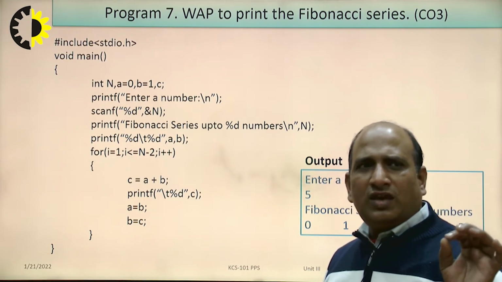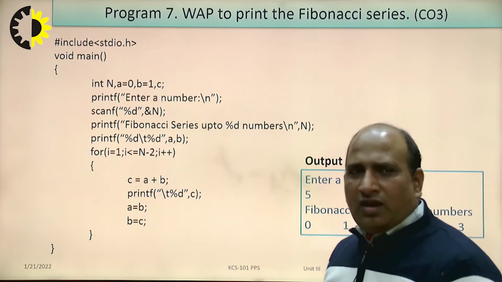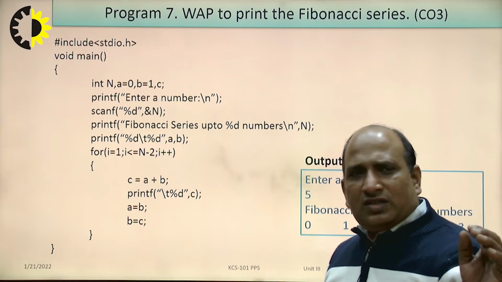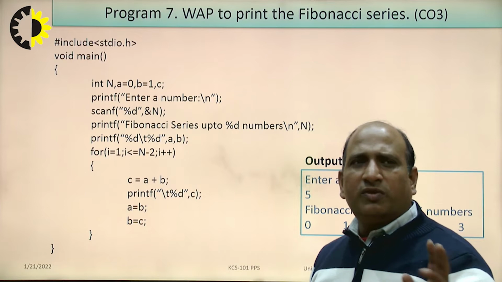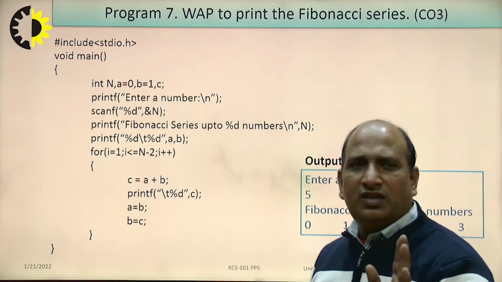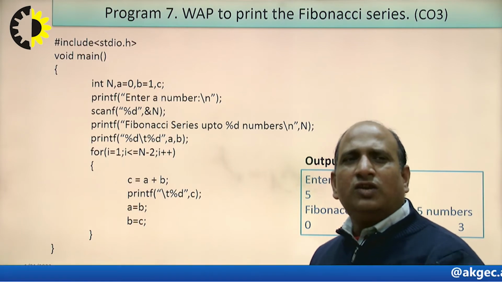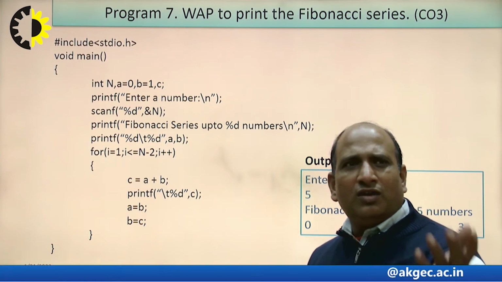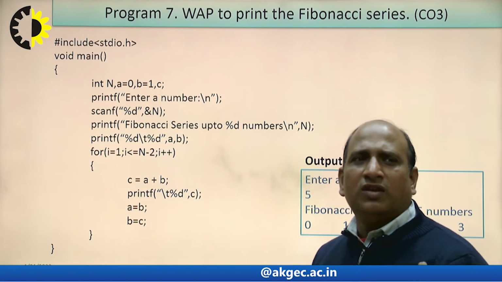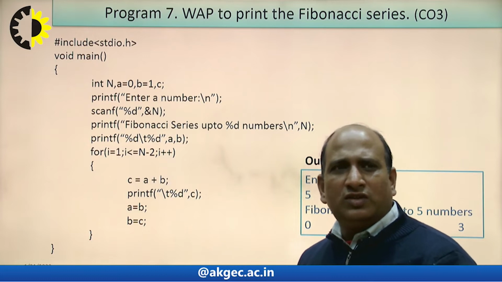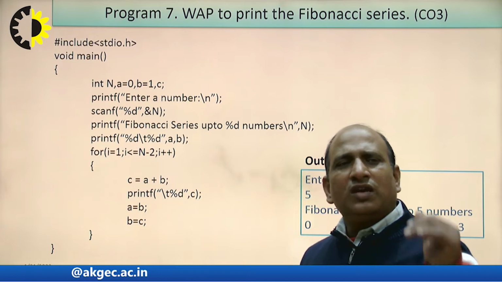I equals 1, I less than or equal to n minus 2, which means 5 minus 2, which is 3. Firstly C will be computed: A is 0, B is 1, 0 plus 1 is 1. C becomes 1 and it will be printed, so 1 will be printed again. Then B is assigned to A. We have already seen that B equals 1, so B is assigned to A, meaning A becomes 1 now. And C, which has been computed as 1, is assigned to B. So A and B are both 1 now.